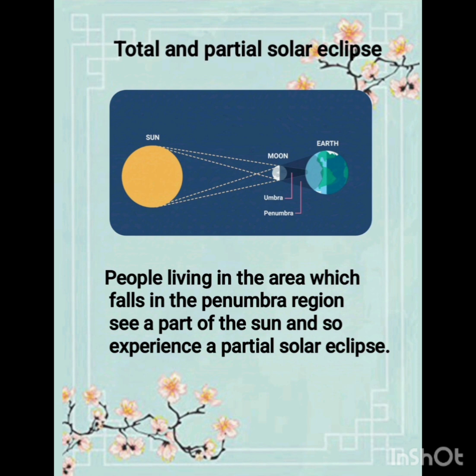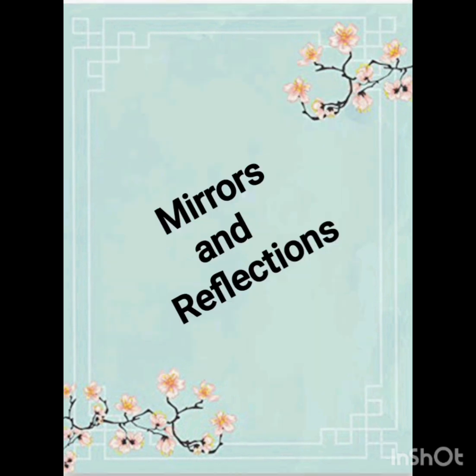You know, children, a solar eclipse should never be viewed with the naked eyes. It may cause permanent damage to the retina of the eye. It should be viewed through special dark glasses or a smoked screen. Understand? Let's learn about mirrors and reflections.